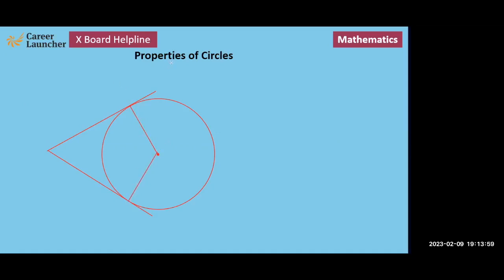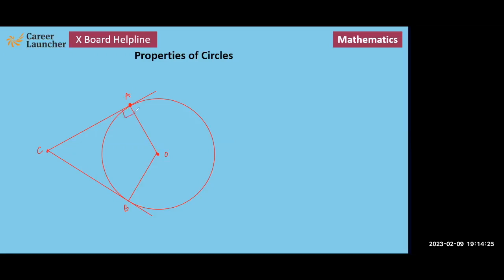And what does tangent mean? A tangent is a line that touches the circle at only one point. Let's call this point A, this point B, and then let's call this C. There are two or three things that you must know about the tangent.